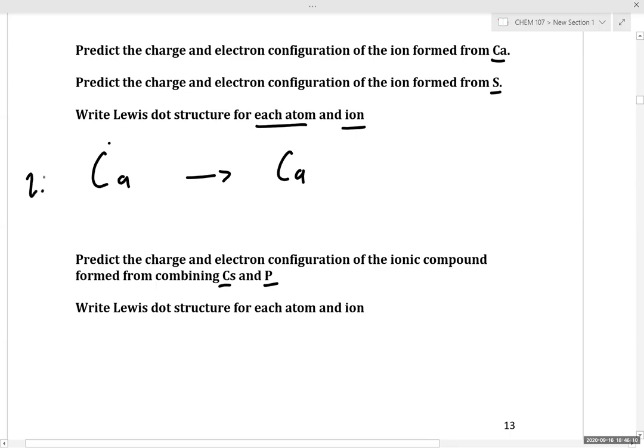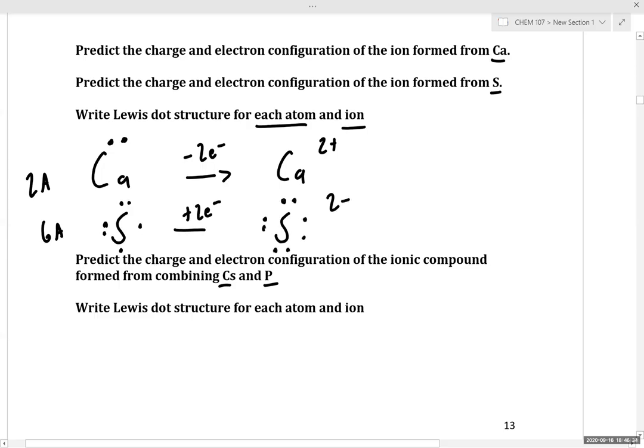So calcium, as a 2A element, starts off with 2 valence electrons. If we lose our 2 electrons, we generate calcium 2+. Sulfur as a 6A element has 6 valence electrons. And if we gain 2 electrons, we'll generate sulfur 2-, which has a full valence shell.